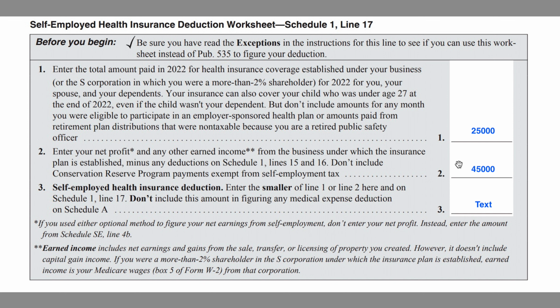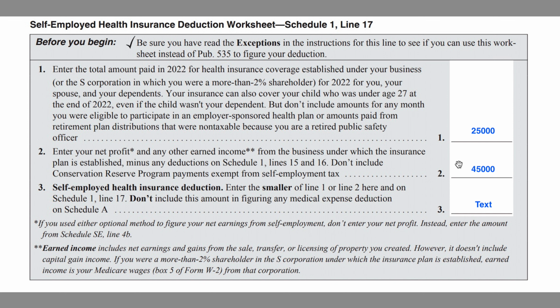So in the case of our hero John Doe, let's imagine that he spent $25,000 in health insurance premiums for him and his family last year. Now in line 2, we're going to enter the net profit plus any other earned income from the business under which the insurance plan is established. And then we're going to back out some deductions from line 15 and 16.